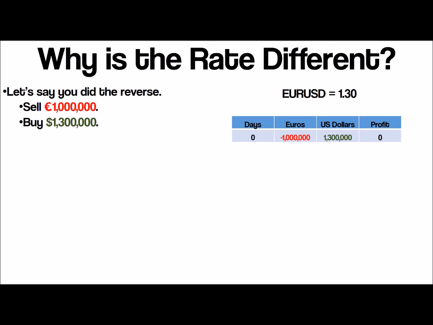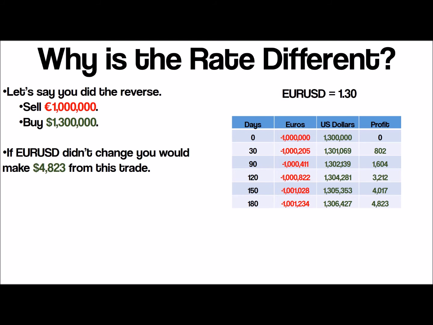Okay, so you could also do this in reverse, of course. Let's say instead you sell 1 million euros and you buy 1.3 million US dollars because the exchange rate is 1.3. This is assuming that the euro dollar exchange rate doesn't move, of course. If euro dollar remains at 1.3 for the next 180 days, then you will get a profit of about $4,800 just by having these balances in your account.